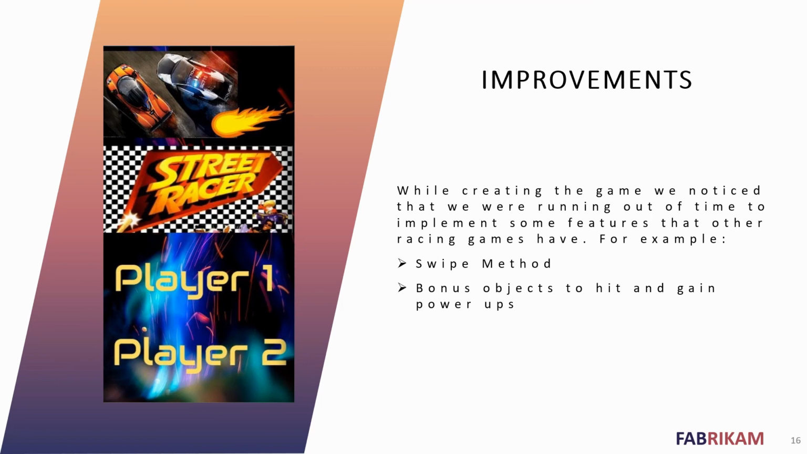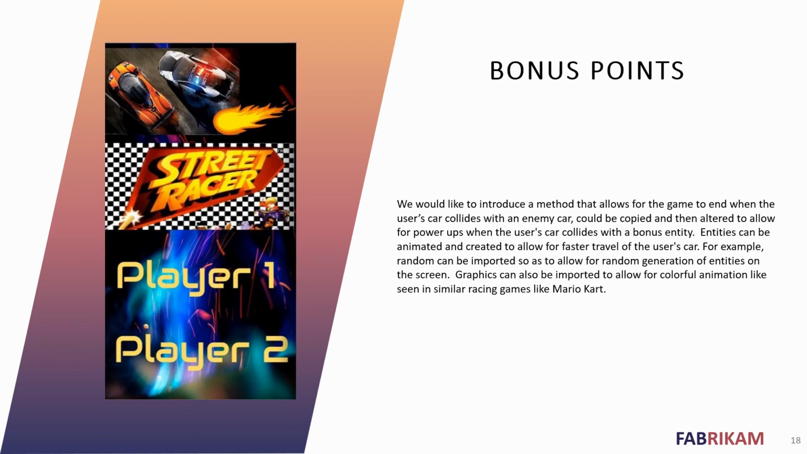Another thing we thought of adding was bonus entities. So, for example, when the car hits an enemy car, the game will end. But we can add some random elements so that when the car hits these random elements, it gets a power up. We can import random to allow the computer to place these objects randomly on the map. And when the car hits the entity in question, the loop runs faster so the car can speed up.